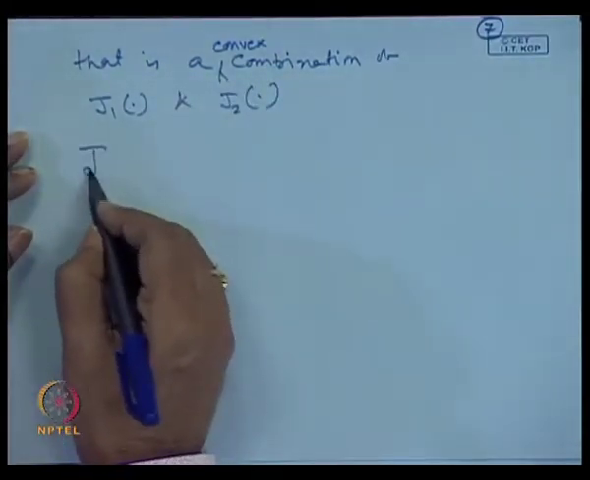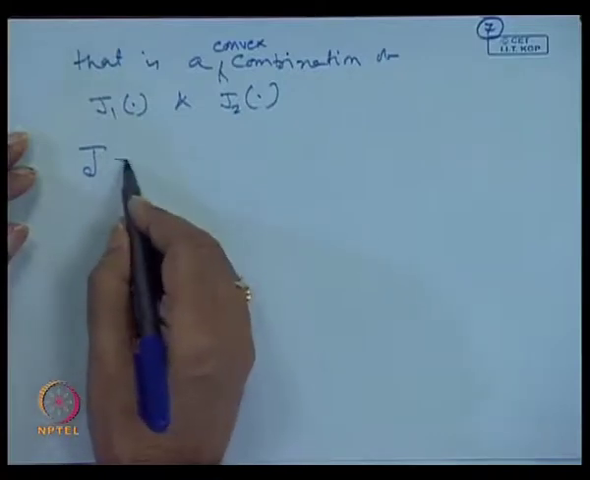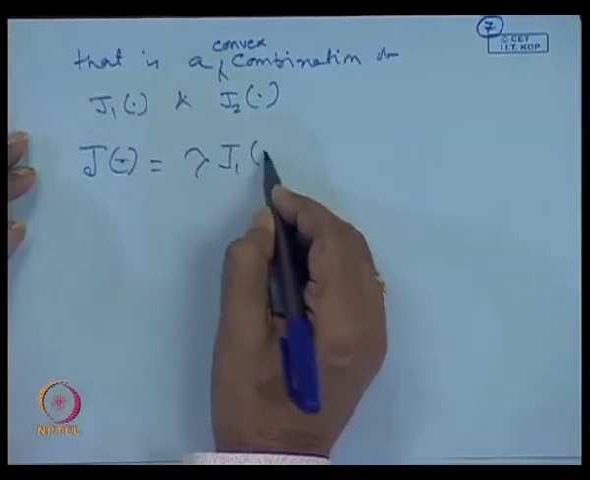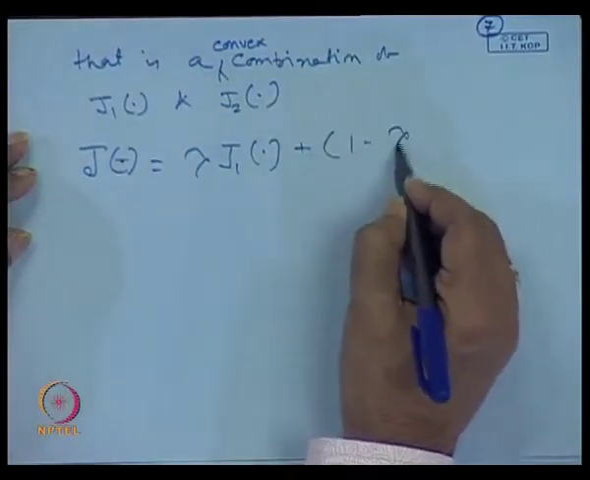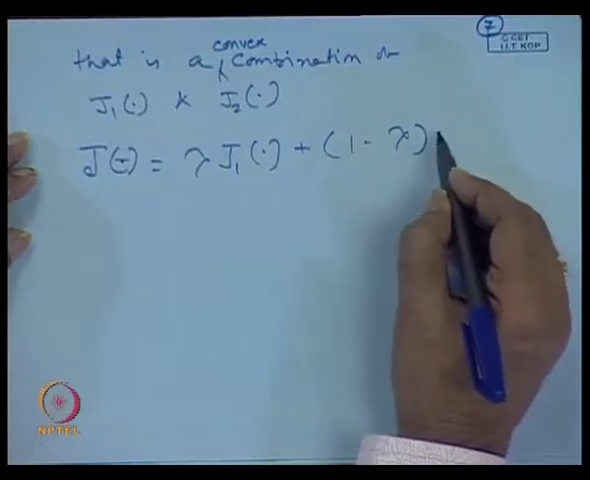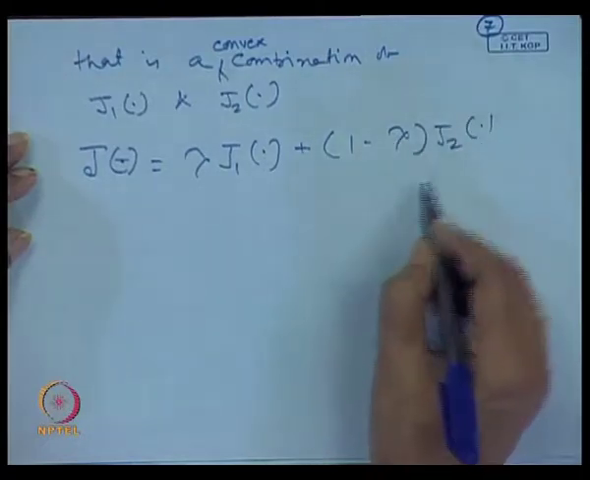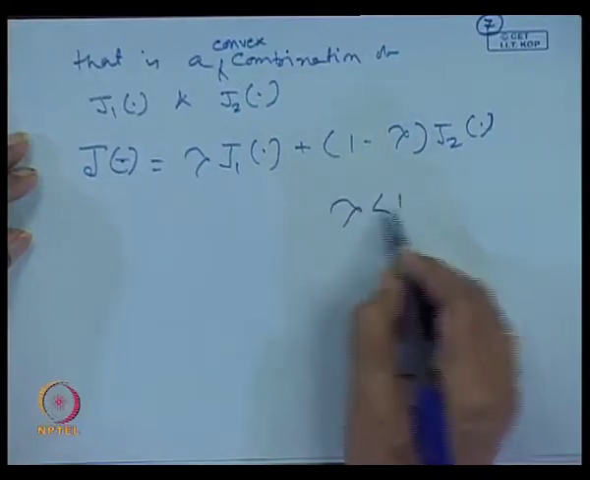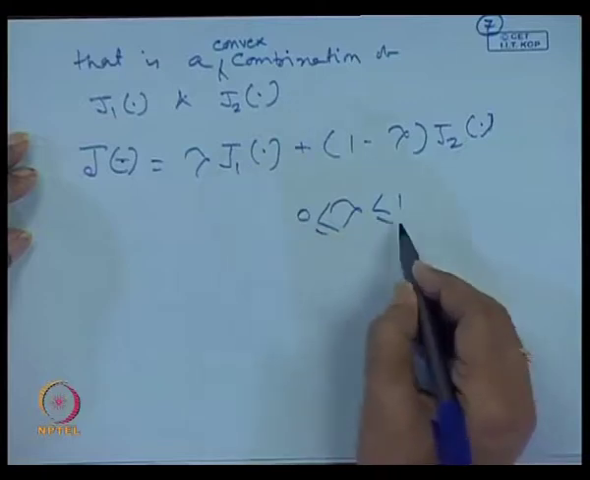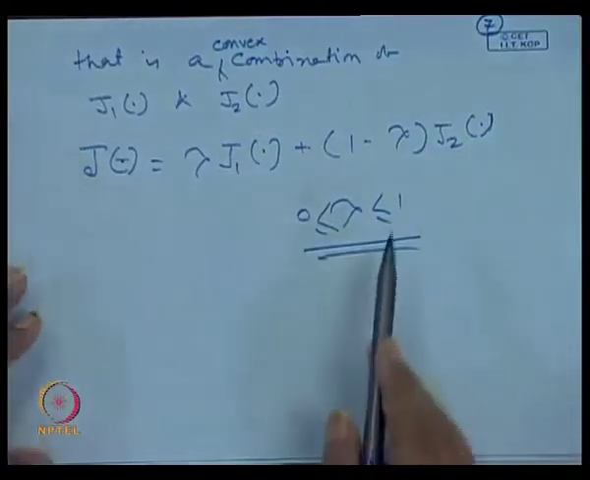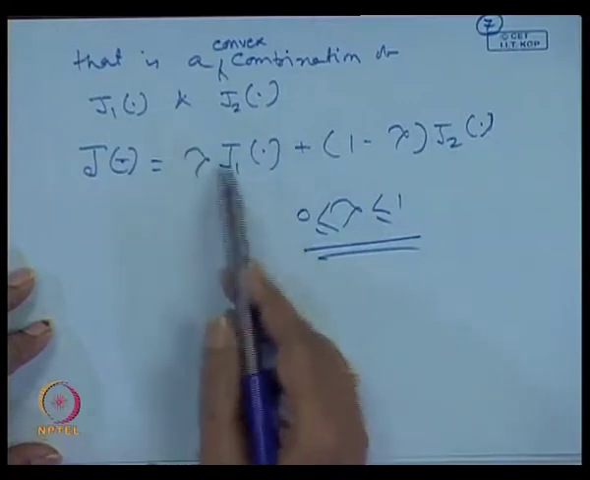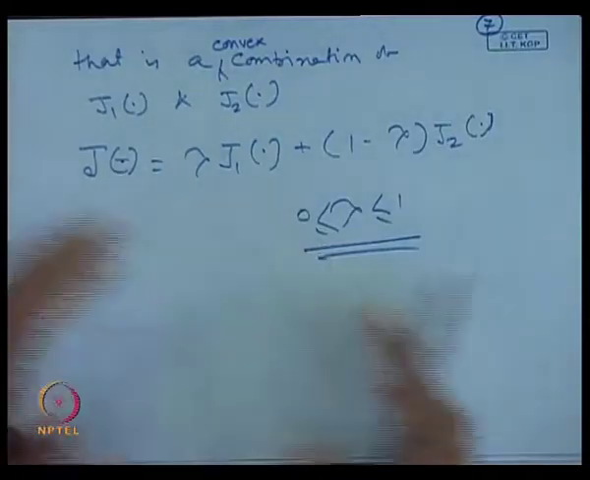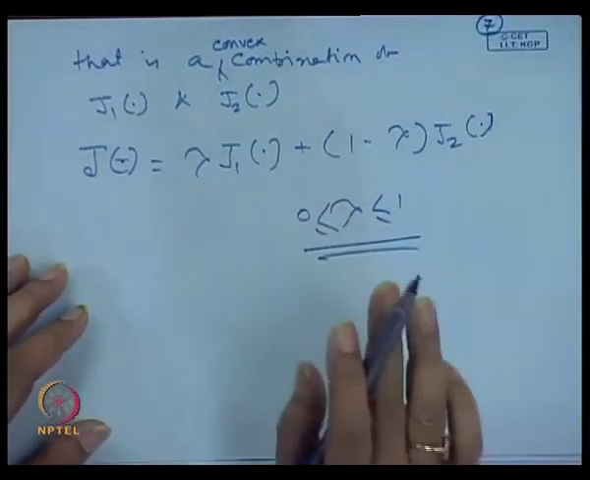So, our resultant performance index is J = λ J1 + (1 − λ) J2, and λ varies from 0 to 1. When λ is equal to 1, then this is minimization of J1. When λ is equal to 0, then it is minimization of J2. So, we are taking the convex combination of these two things.